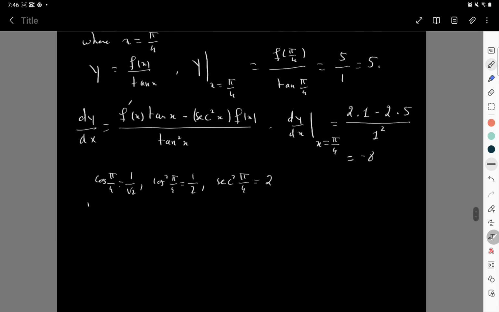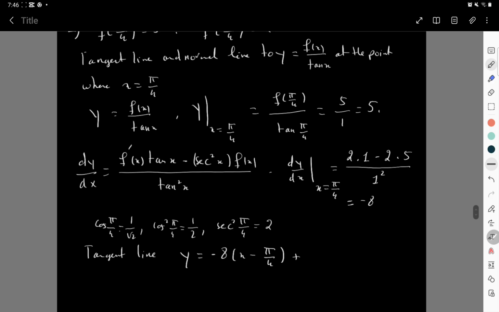So the tangent line, this is just y is equal to minus 8 times x minus pi over 4 plus, well, not f of pi over 4, but f of pi over 4 over tangent pi over 4, right? Y at pi over 4, which is 5. Okay, let's see if, I don't think we can write it a bit nicer, but that's fine. Well, plus 2 pi, right, plus 5.